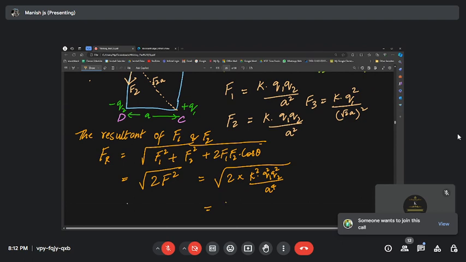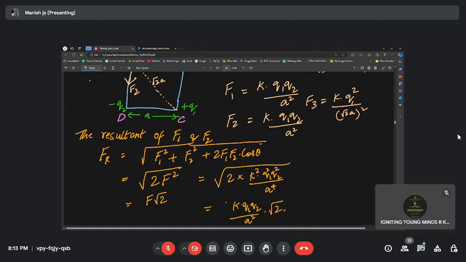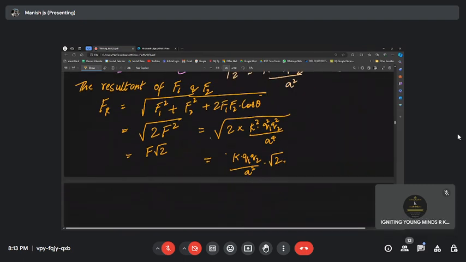Yeah, see this root 2 under root 2F square, we can directly write it as F root 2, isn't it? So it can also be written as K times Q1 Q2 upon A squared into root 2. That's it. So that's the value of the resultant for F1 and F2. So this is the value we get.